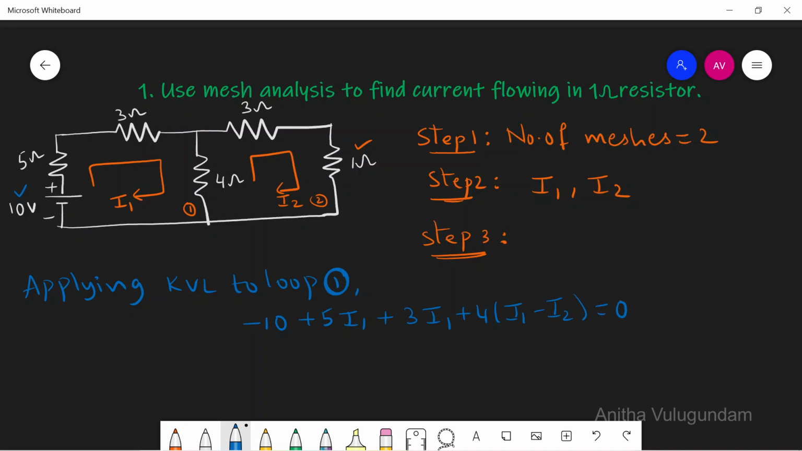While applying KVL equation, you should always assume that the current flowing in that mesh is greater than the other currents. So we can write voltage drop across 4 ohm resistor as 4 into I1 minus I2. By rewriting this equation, we get 12I1 minus 4I2 equal to 0. Let this be equation number 1.